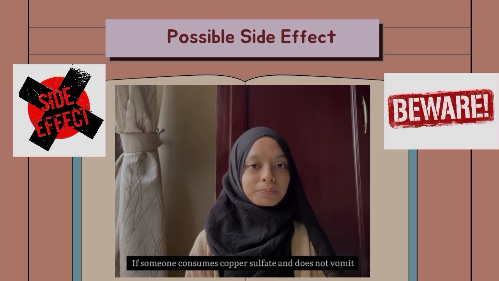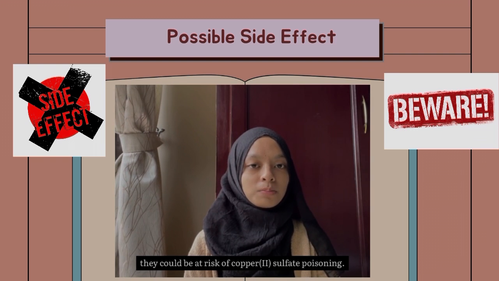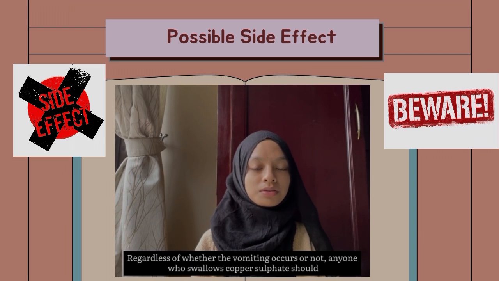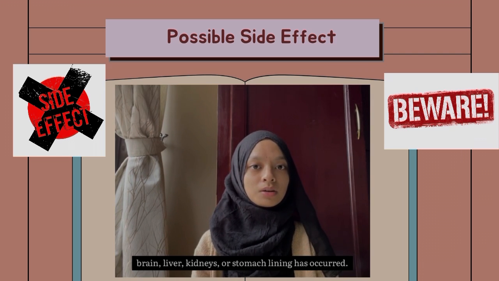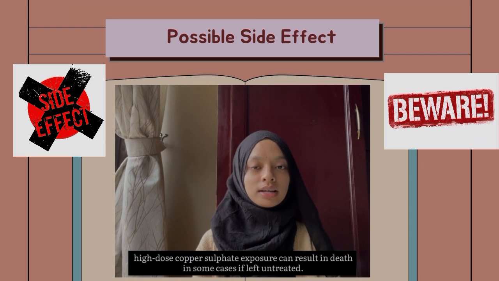If someone consumes copper sulfate and does not vomit, they could be at risk of copper sulfate poisoning. Regardless of whether the vomiting occurs or not, anyone who swallows copper sulfate should visit the ER to rule out poisoning and ensure that no damage to the brain, liver, kidneys, or stomach lining has occurred. Copper sulfate exposure can result in death in some cases if it is left untreated.